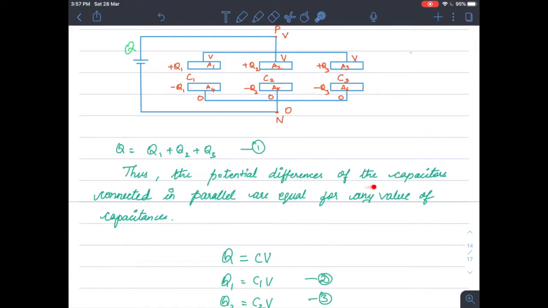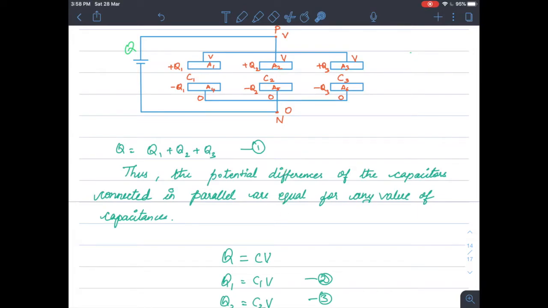Thus the potential differences of the capacitors connected in parallel are equal for any value of the capacitance, which means whatever the potential difference is here, the same potential difference is going to be across all three capacitors. So there is no change in it. As far as the parallel combination is concerned, the potential is going to remain the same for each and every individual capacitor, whatever may be its capacitance value.